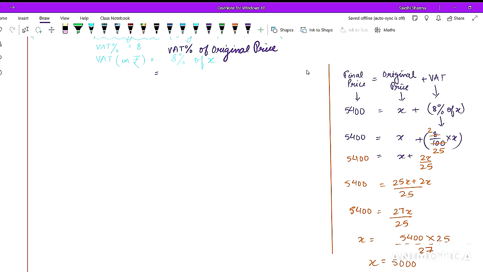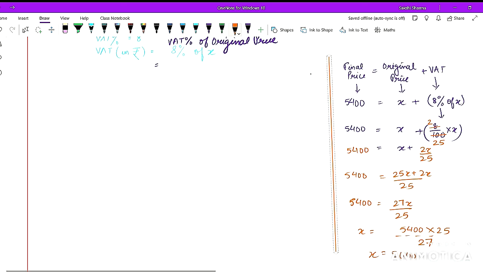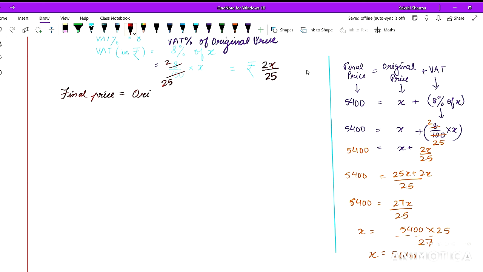You can also do this question step by step. That's what I'm going to do here. I'm going to find out the VAT right here. The VAT will be equal to 8 over 100 into X. This will give me the answer in rupees. The VAT which was in percentage is now converted into rupees. Dividing 8 and 100 by 4, I get the VAT as 2x by 25 rupees. From here, I can find out the final price. This will be equal to the original price plus the VAT. Both these must be in rupees.